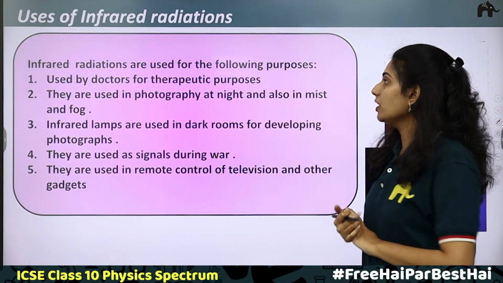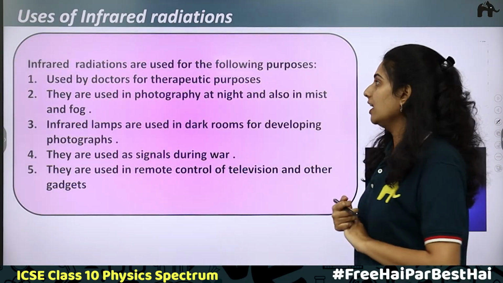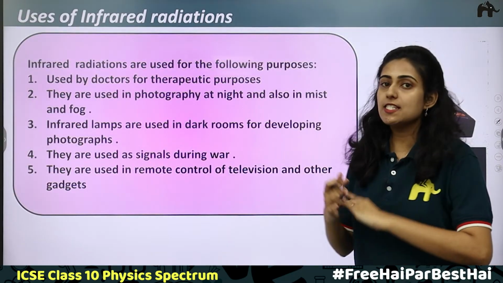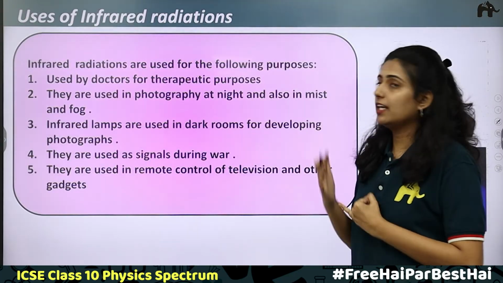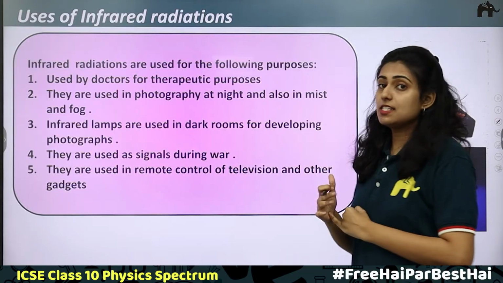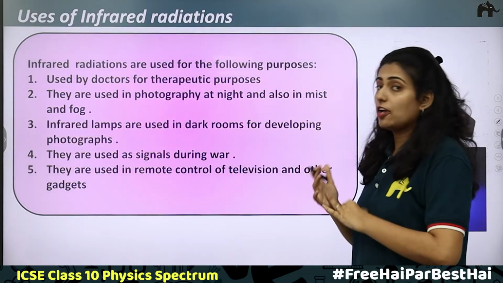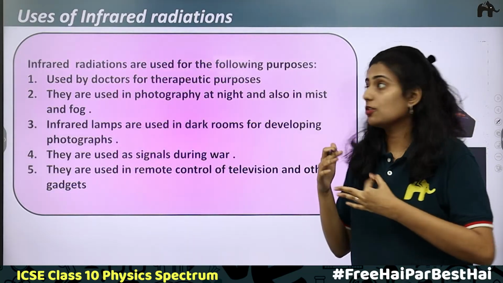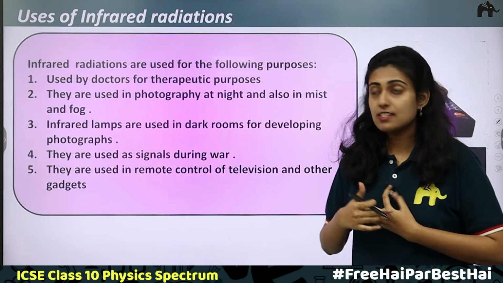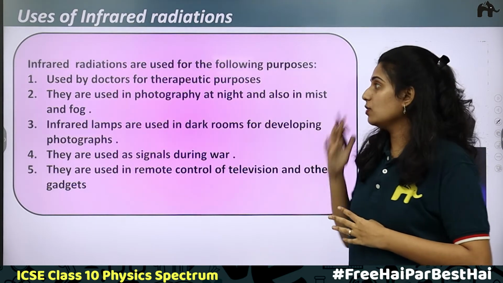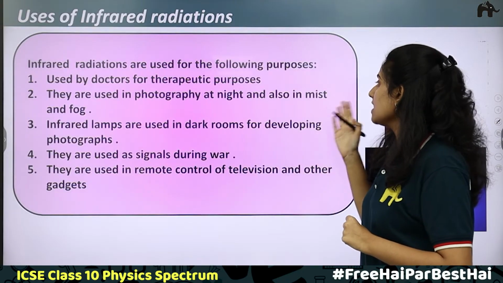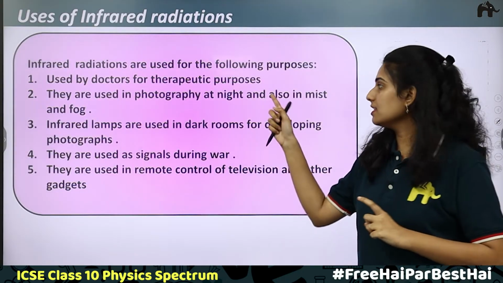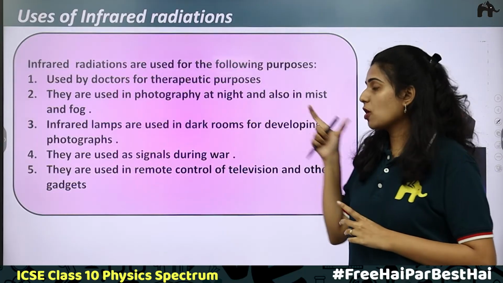Okay. Next, the important uses of infrared radiations. Infrared radiations are used for the following purposes. First one, used by doctors for therapeutic purposes. We know this infrared radiation will be used in medicines to detect or to diagnose stem cells, then for diagnosing cancers. For all these purposes, doctors will be using the infrared radiation. Next, they are used in photography at night and also in mist and fog. Here, this we have discussed. Which property is useful?